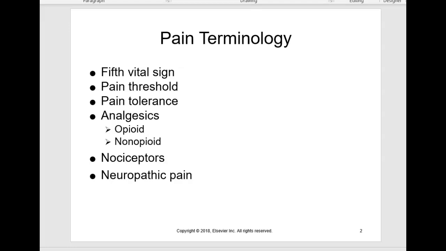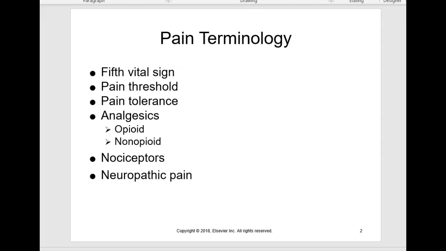Analgesics should be a term you're familiar with. It means pain relieving. Analgesics are divided into either opioid analgesics or non-opioid analgesics. Nociceptors are sensory receptors for pain. They're activated by noxious stimuli, whether it's mechanical, thermal, or chemical, in peripheral tissues.